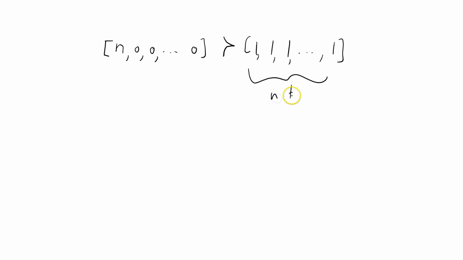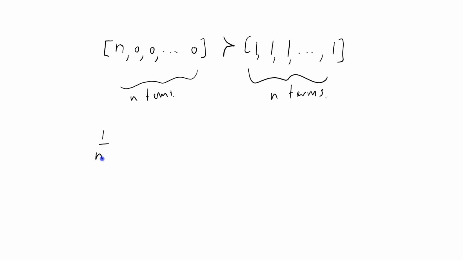Okay, we've got Muirhead's theorem, and I'm going to observe that this sequence here, n, 0, 0, all the way through to 0, majorizes 1, 1, 1, all the way through to 1, n terms. Well, there's got to be n here as well. So what does that tell me about what inequality can I derive from that?